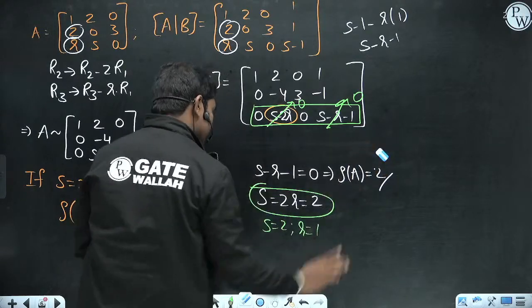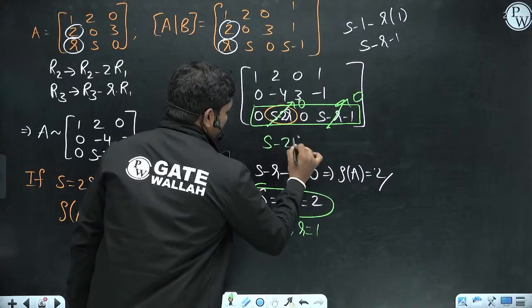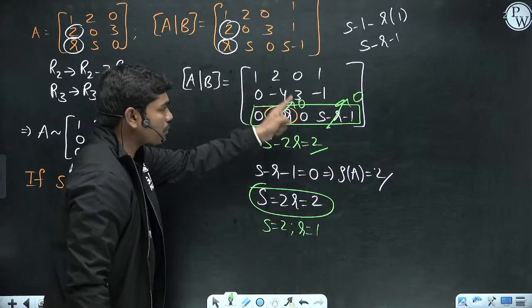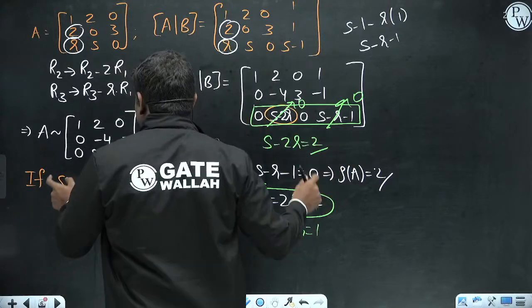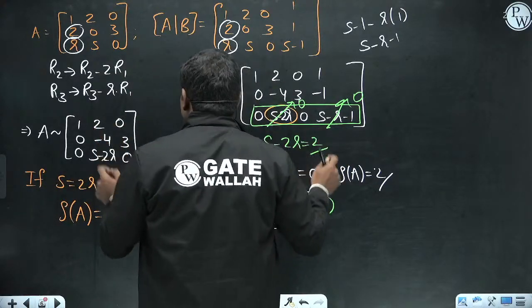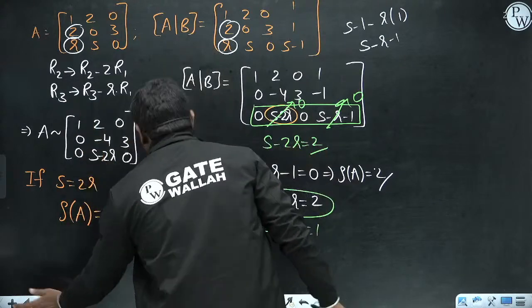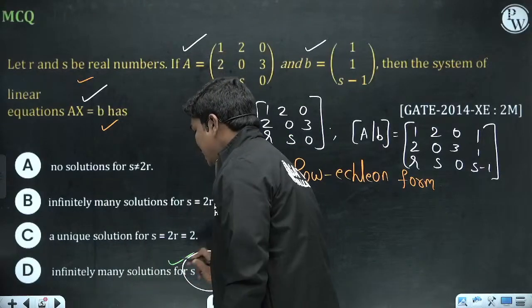Then let us say this step, at this condition, the rank of this augmented matrix will also become 2. So that's how the ranks of these two matrices are the same, but it is actually less than the number of unknowns. So that's why this option D is actually the correct answer.